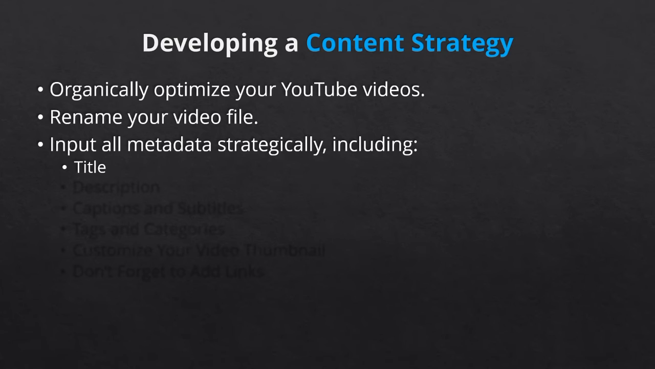Then, there's the description. Utilize the video description to highlight the key points within your video. While the description can be up to 5,000 characters, the first 160 characters with spaces is all that populates in the search results. In other words, make sure there's a keyword or two in the first 160 characters, and don't forget to invite your viewers to subscribe to your channel. Captions and subtitles. Search engines can't crawl videos, but they can crawl and index your captions and subtitles, so make sure they're SEO optimized.